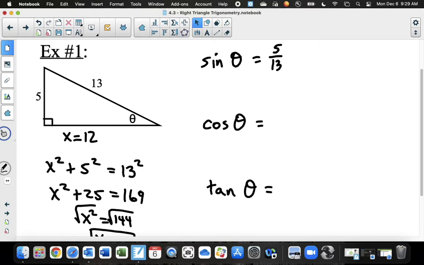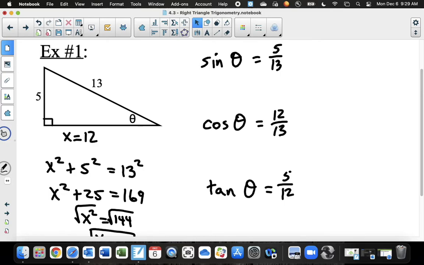What is it, Haley? Yep. It's the ratio of adjacent to hypotenuse. Adjacent leg is 12. Hypotenuse is 13, so there's that one. And finally, tangent is your ratio of opposite to adjacent, which means, what is it in this problem? Opposite leg is 5, adjacent leg is 12, 5 over 12. Okay. There's your original 3 ratios.